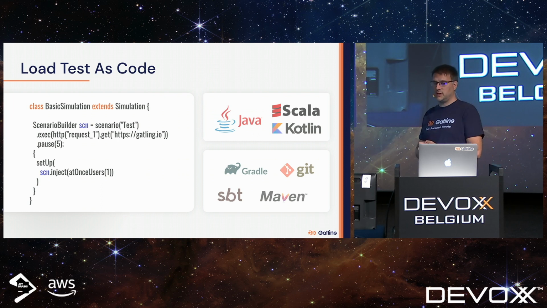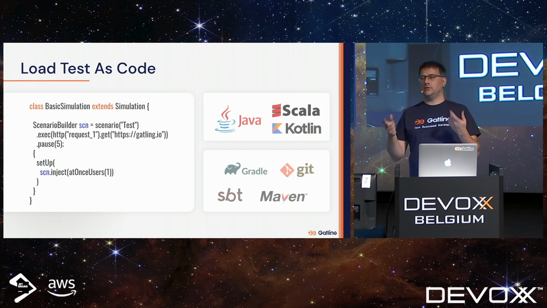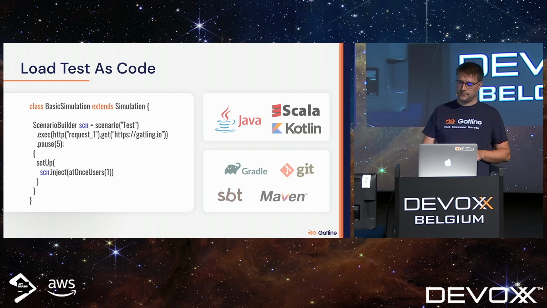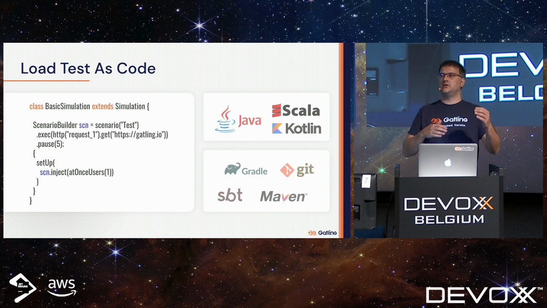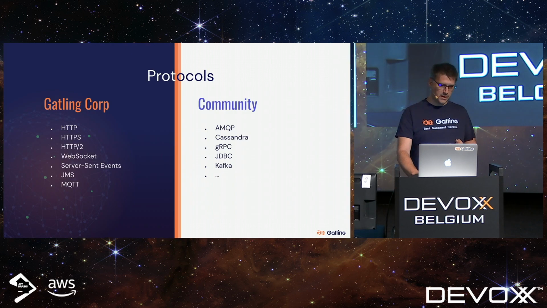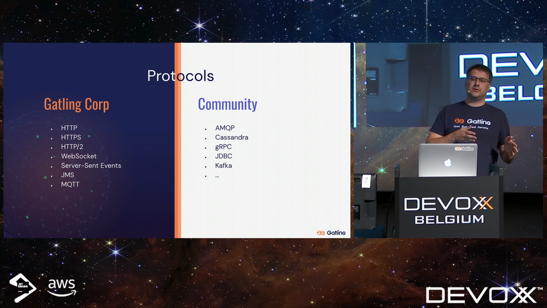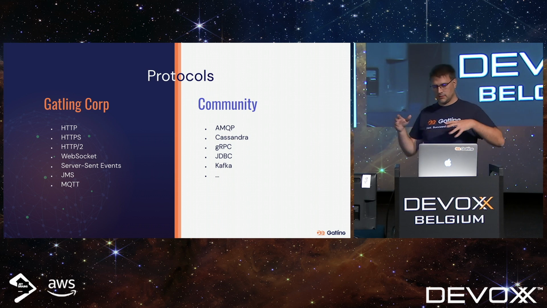So Gatling runs on a JVM, so it provides you with a Java API and a Scala API. You can also use it from Kotlin. It integrates nicely with the Java world build tools, typically Maven or Gradle, and as it's just code, you can easily store it into your Git repository and tag it and do pull requests and attach it to a version of the sources of your application, for example. It supports lots of different protocols, both officially supported protocols and also some protocols supported by the community. So a large set of supported protocols.